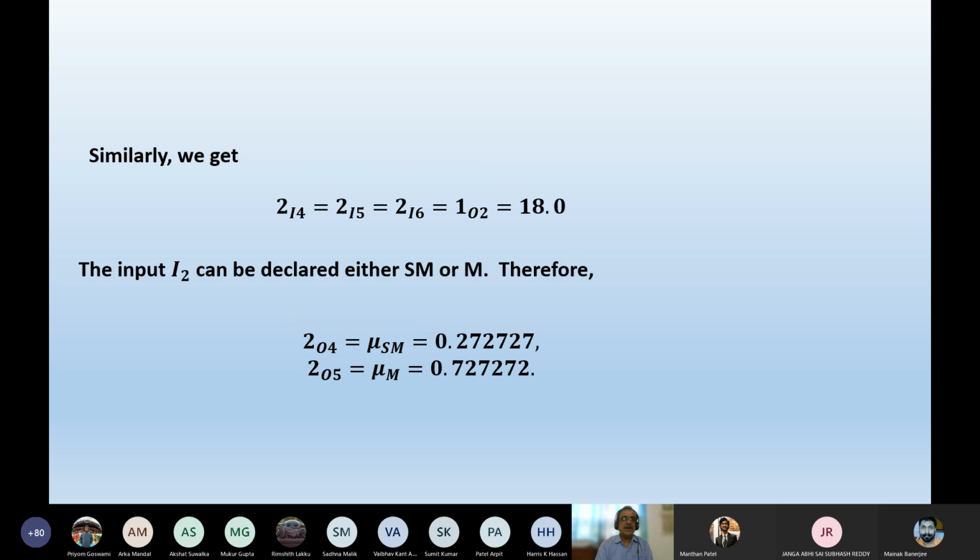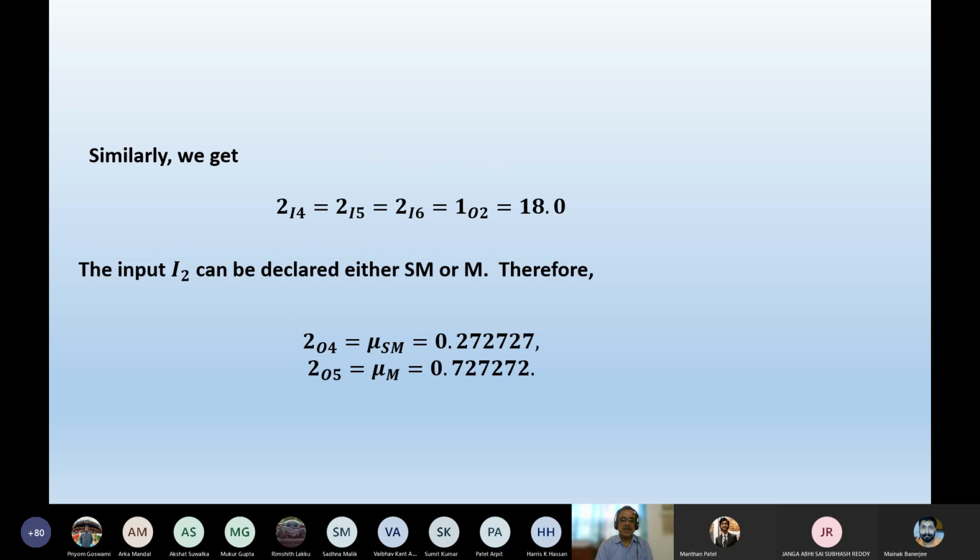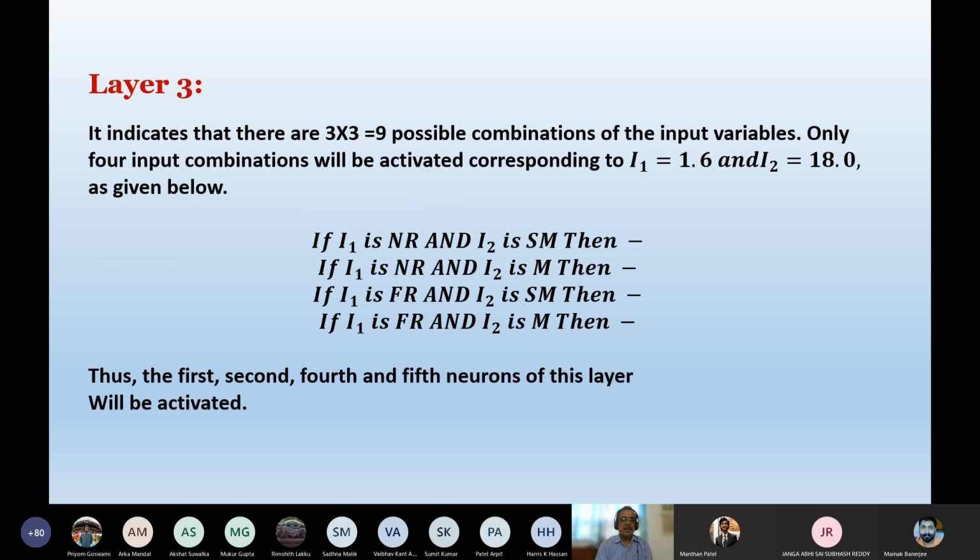So you will be getting all such membership function values corresponding to near, corresponding to far, then membership function values corresponding to small, corresponding to medium. Now these are the 4 fired rules out of 12. So these rules are going to be fired. The rules are as follows.